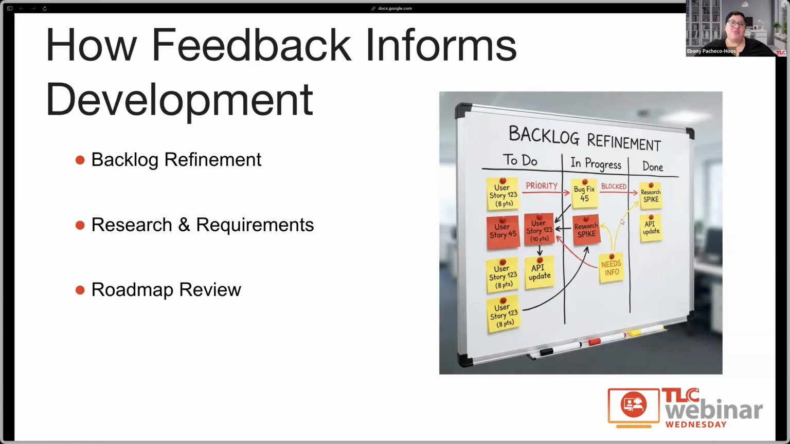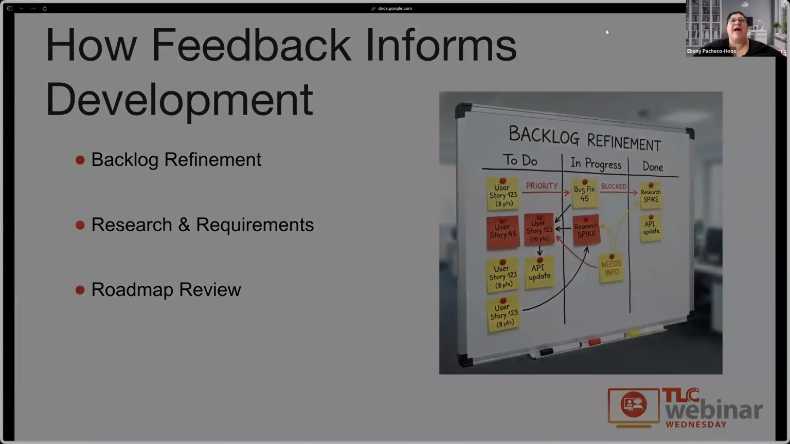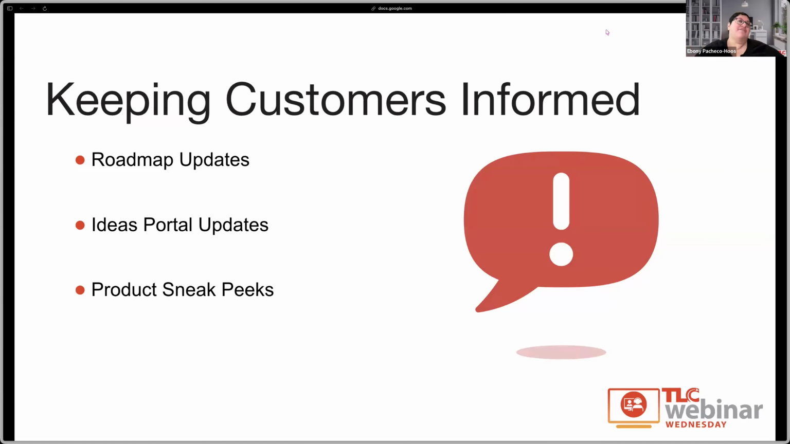So now that we have information about how that feedback is going to inform development, what happens when things are now in development? Well, part of that is keeping our customers informed. And we do that in a number of ways, to say, hey, you've submitted these ideas. These ideas are things that we want to do, or these ideas are things that we've now planned to do, or we've had these conversations. We are moving through the process that is on the roadmap. Let's move through here. We have a number of ways that we can let customers know what's happening.